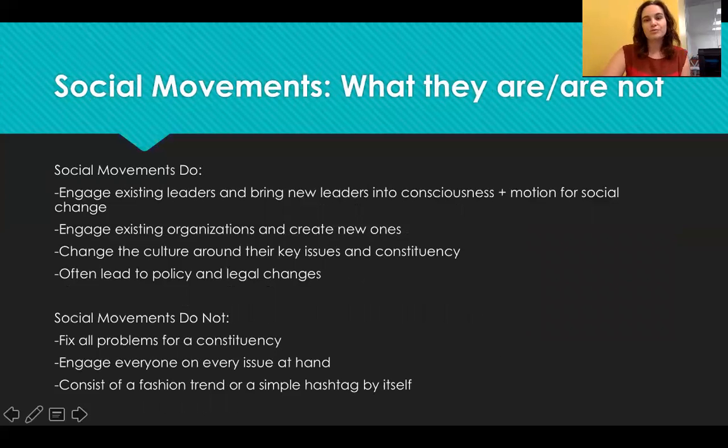Okay, social movements, what they are and what they do. Social movements do engage existing leaders and bring new leaders into consciousness and motion for social change. They do engage existing organizations and create new ones. They do change the culture around their key issues and constituency, and they do often lead to policy and legal changes.